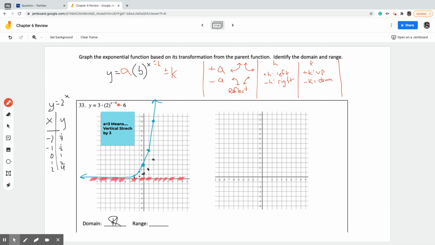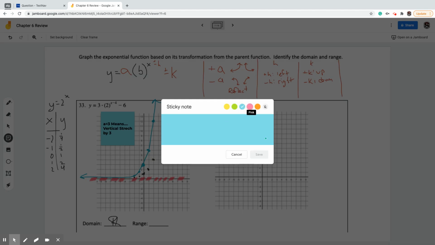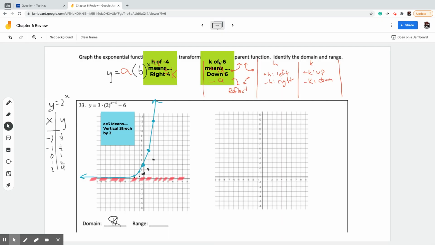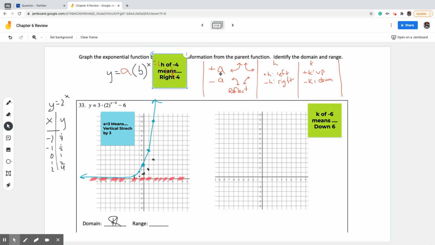I have an h of 4 and a k of 6, and I see they're both negatives. So I'm going to make little transformation sticky notes to myself, over here in, let's call it green. So I see h of -4 means I go right 4. And another one, k of -6 means I go down 6. So the first thing I'm going to do is, that's what these transformations are doing.